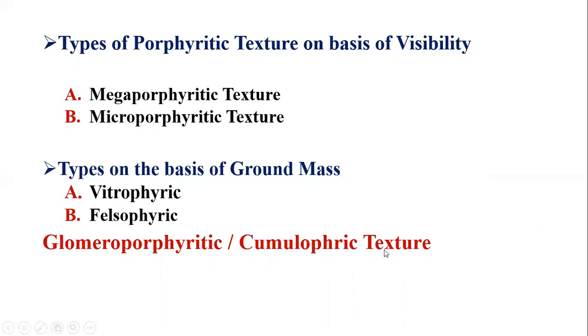Glomeroporphyritic or cumuloporphyritic texture: when the phenocrysts are in the form of clusters of grains, then such porphyritic texture is termed glomeroporphyritic texture or cumuloporphyritic texture. Whenever phenocrysts occur in the form of clusters and are not scattered, such porphyritic texture is termed glomeroporphyritic or cumuloporphyritic texture.